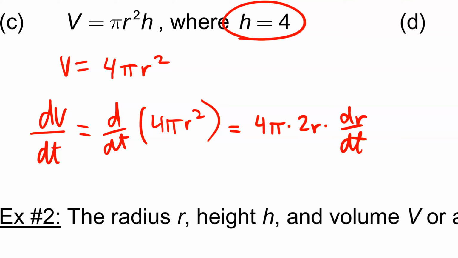Now before, in the last example, we had b, and when we took the derivative with respect to time, it was db/dt. But here, we don't just have r, we have r squared. So we take the derivative of r squared, which is 2 times r, and then the derivative of r with respect to time. So this is where implicit differentiation comes into play. So dV/dt is going to be 8 pi r times dr/dt.